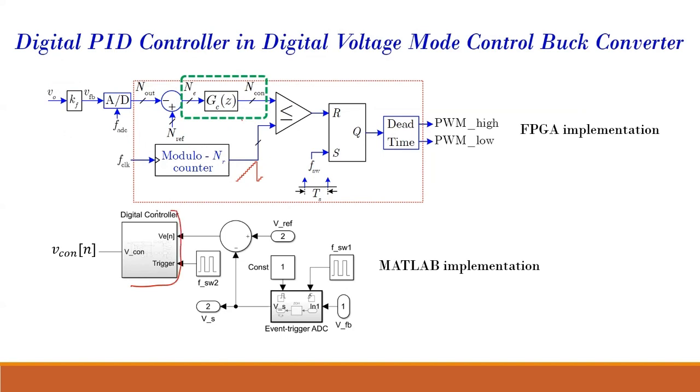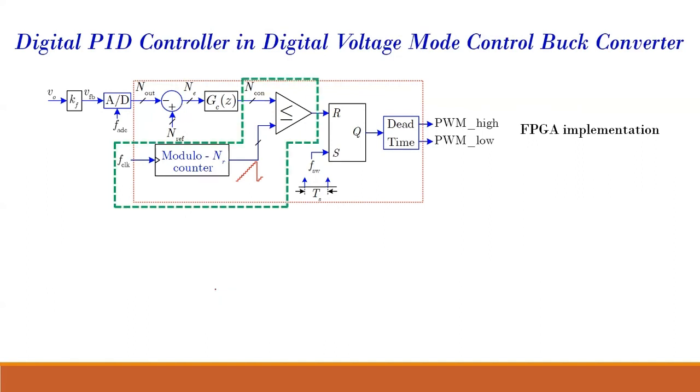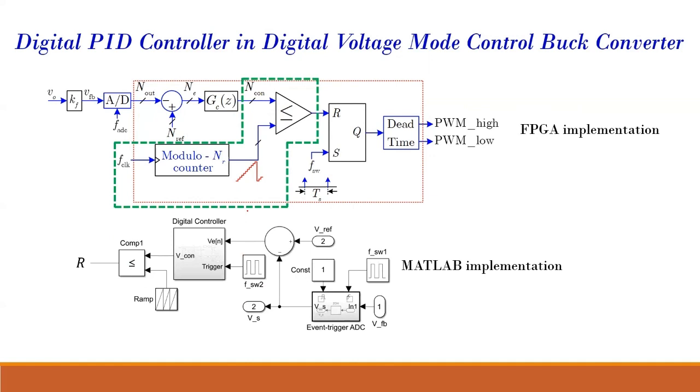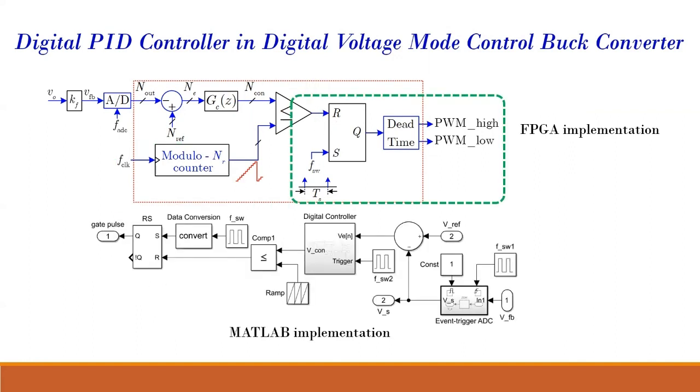This controller is implemented over here. This is your digital controller, and it is triggered by this clock. Then we are adding this ramp, the sawtooth ramp. Here we are just emulating a straight ramp to simplify the implementation in MATLAB, and from that you generate your reset signal. Similarly, this SR latch over here generates the gate pulse.